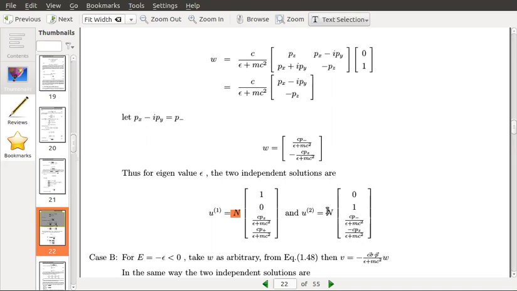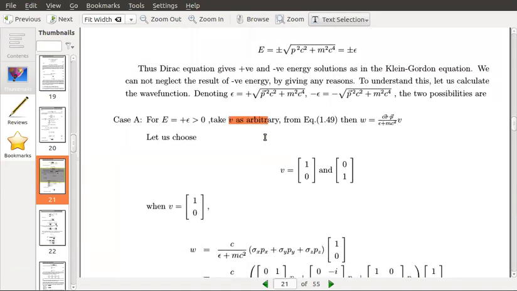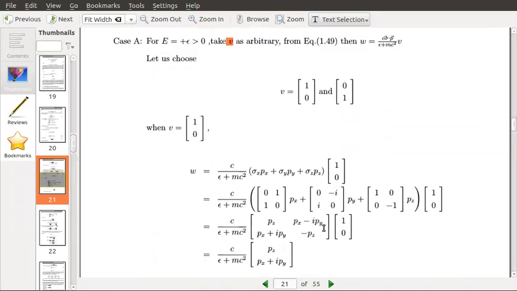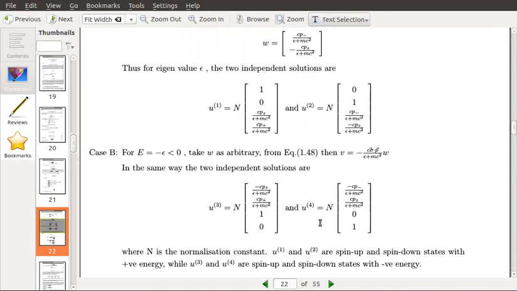Now this was the first case where we took V as arbitrary. Now just to do the reverse, E equal to minus epsilon, take W as arbitrary. That is the next case. That I am giving to you as homework. Take E equal to minus epsilon, that is negative, less than 0. So take W as arbitrary. Then W is nothing but 1, 0 and 0, 1. Correspondingly, you find V.